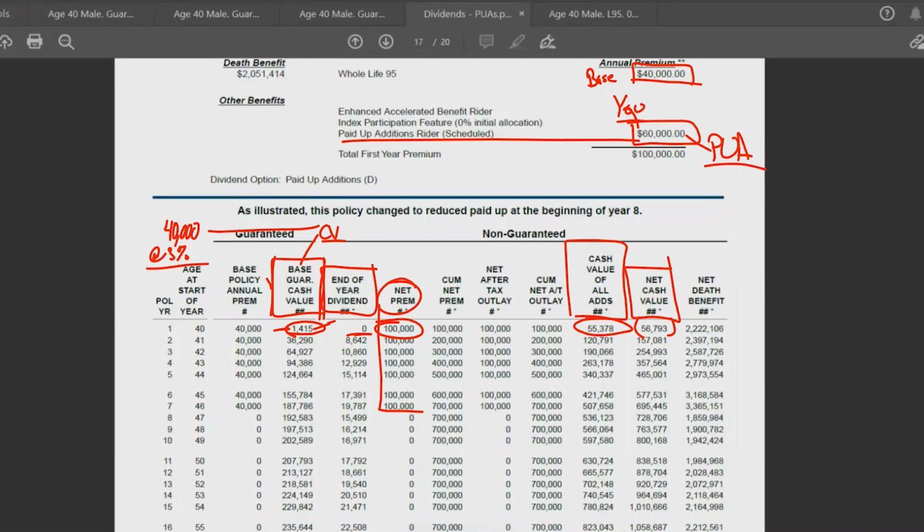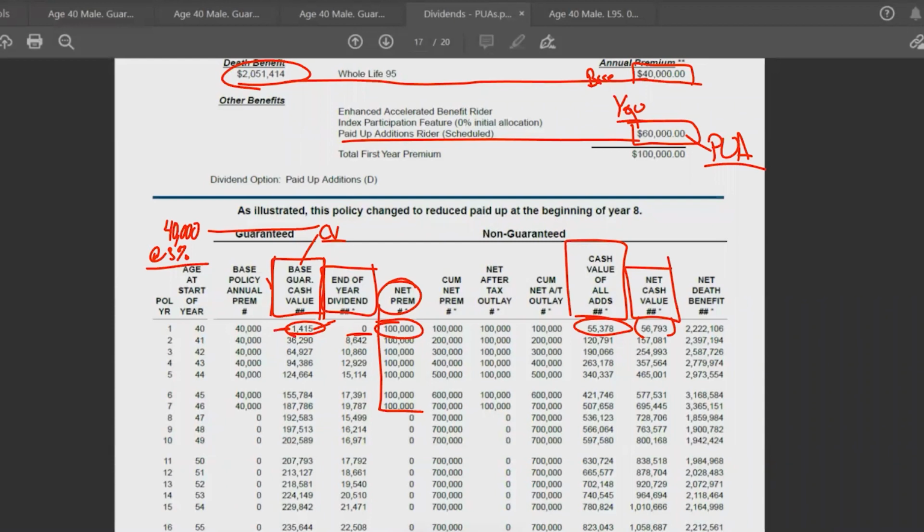And then also what happened here is it purchased you additional death benefit. Now, where you can see it, how we can piece everything together on this particular illustration is as follows. Day zero, before you add anything into the policy, you've got this death benefit over here, $2,050,000 in change. That is purchased from the $40,000 base premium.